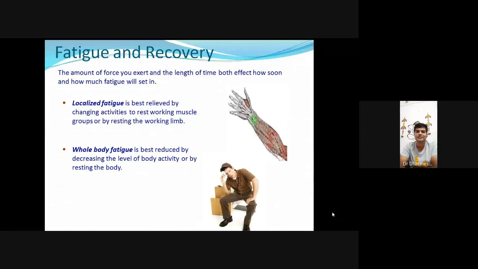Like fatigue and recovery schedule. Whether it is a localized fatigue or a whole body fatigue, we need to rest the body parts individually. If it is localized fatigue, we need to rest the body part in a local manner. Like if it is fatigue in the hand or the leg, we need to rest it for 1 minute, or according to how much exercise we have given to the patient.